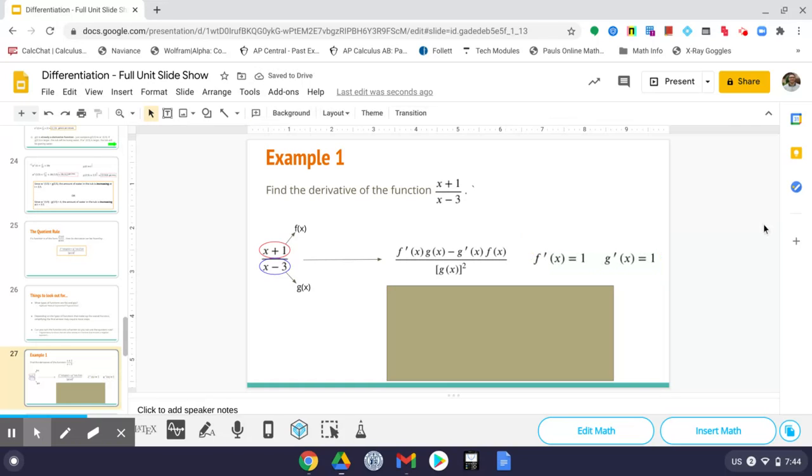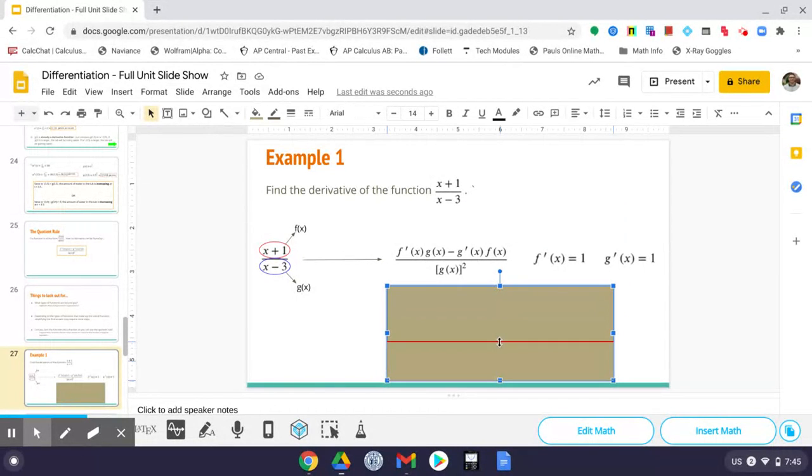And luckily for this first example, those derivatives are really easy. They're both equal to 1. The 1 and the minus 3, their derivatives are 0, so they'll go away. And then the derivative of x, the first, is just 1 itself. So the derivative of f and g are both equal to 1. So now I have all four of my pieces. I'm just going to plug and play in here and see what comes out of it, all right?